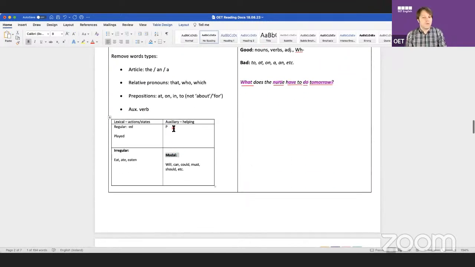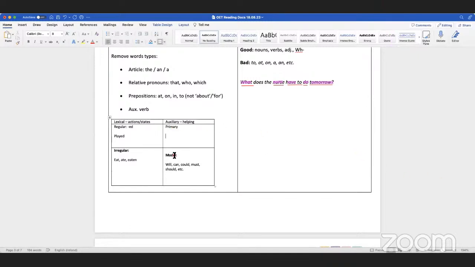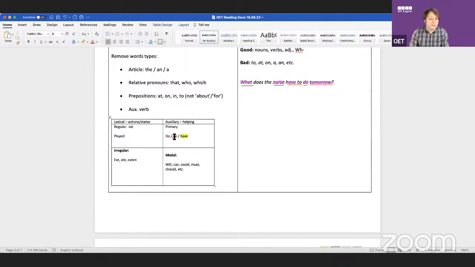But you can remove these ones, guys, primary auxiliaries. There's only 3 primary auxiliaries. Mohammed, do you know what they are? Mercy, Mariam, do you know? Do, be, have. These 3 primary auxiliaries, why do we use them? We use them to make questions.